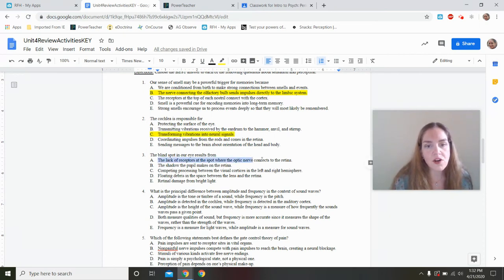This is because there are no photoreceptors where the optic nerve connects to the retina. So you're going to be blind in those areas.